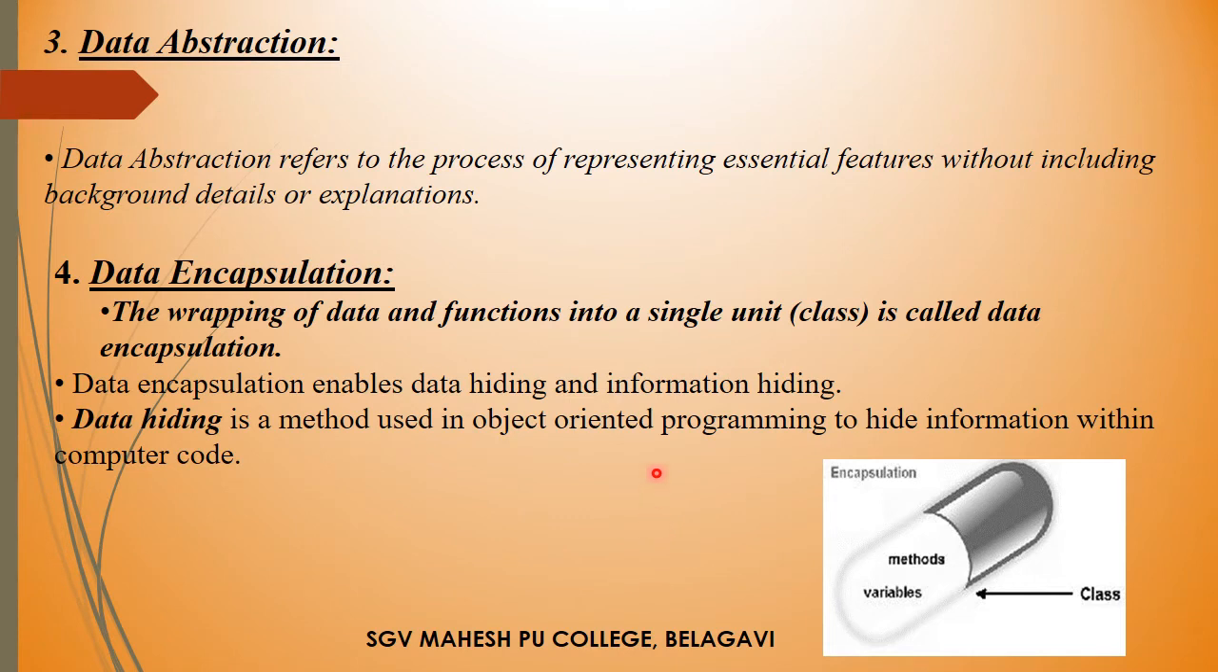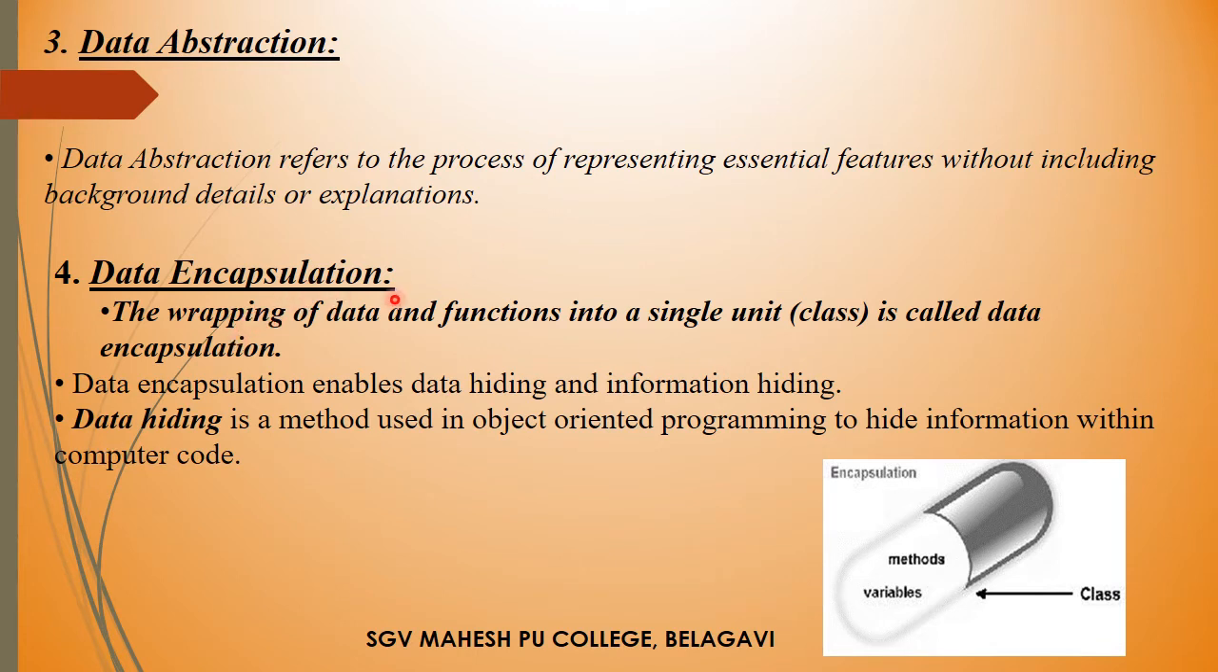Now let's understand what is data abstraction. Data abstraction is nothing but trying to produce only whatever is required without external background. Data abstraction refers to the process of representing essential features without including background details or any explanations. So here data abstraction means you are abstracting the data which is required and excluding whatever is not required.